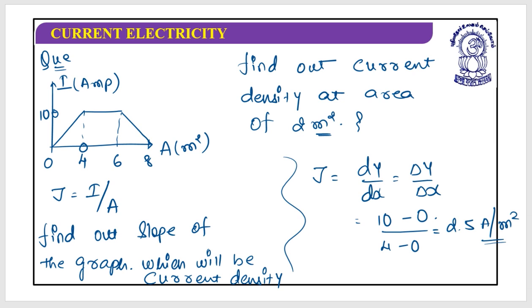Yes, J is equal to dy by dx, and this is 10 by 4, which is 2.5 ampere per meter square. So what was your answer? Is it the same? Great. Now let's move to the next question.